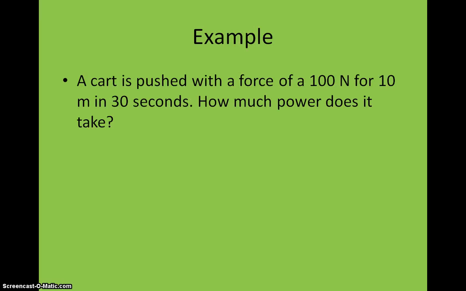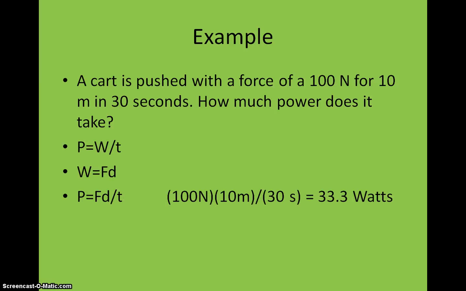So let's just look at a couple of examples. In this example, it says a cart is pushed with a force of 100 newtons for 10 meters in 30 seconds. How much power does it take? So remember, we have all these different variations of the equation, and in this case we just want to do work over time. Work is force times distance. So we've got the force, 100 newtons, times 10 for the distance, so 100 times 10, and then over the time it takes to do that, so over 30 seconds, so we get that the power is actually 33.3 watts.